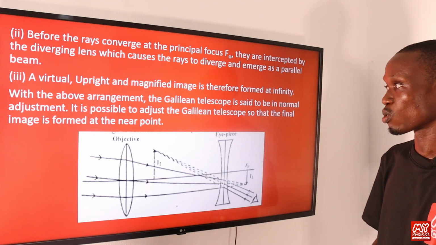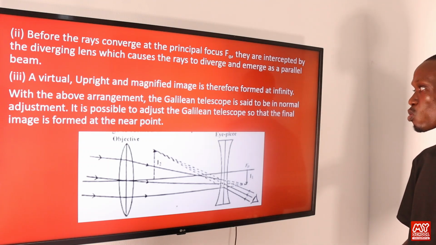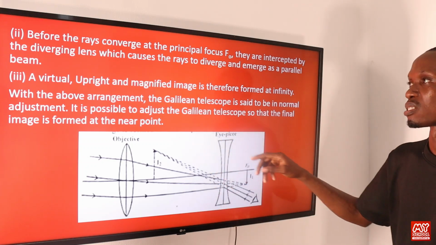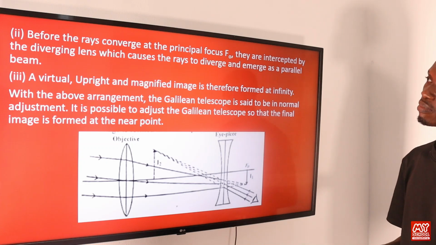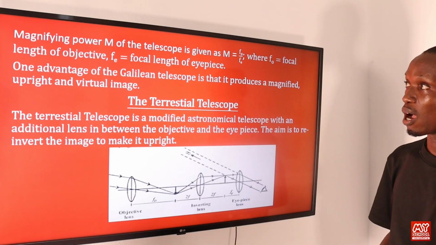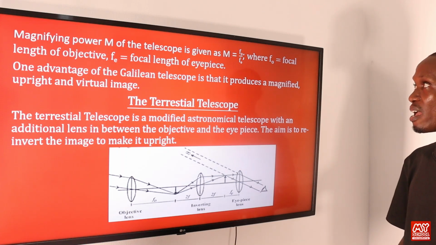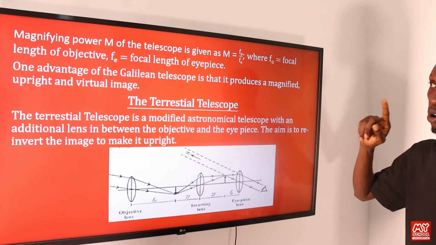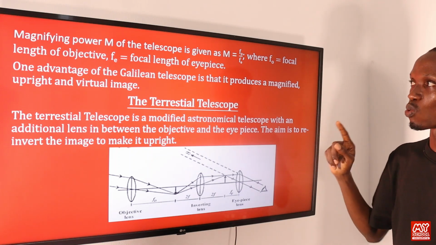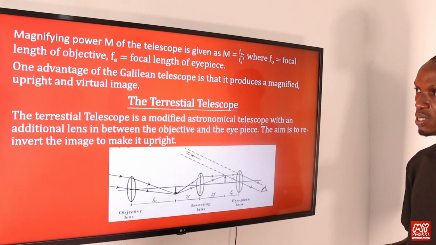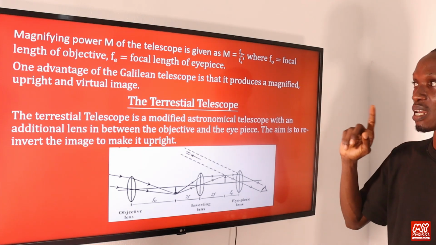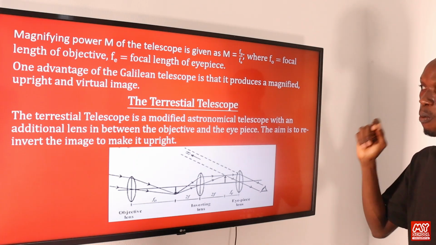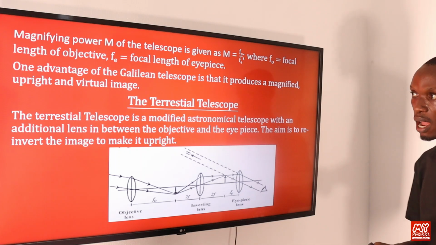It is possible to adjust the Galilean telescope so that the final image is formed at the near point. Let's move to the next slide. Now, the magnifying power of the telescope is given as f0 over fe, where f0 is the focal length of the objective and fe is the focal length of the eyepiece. One advantage of this Galilean telescope is that it produces a magnified, upright, and virtual image.